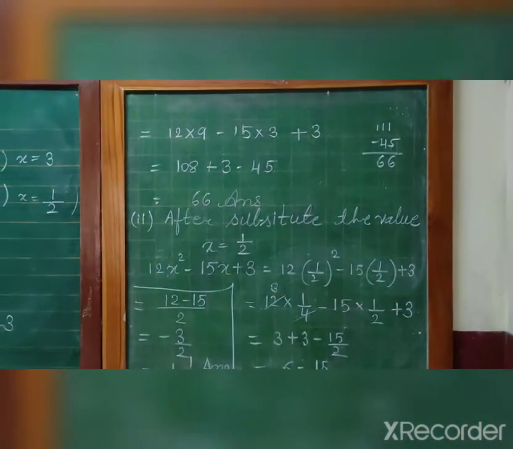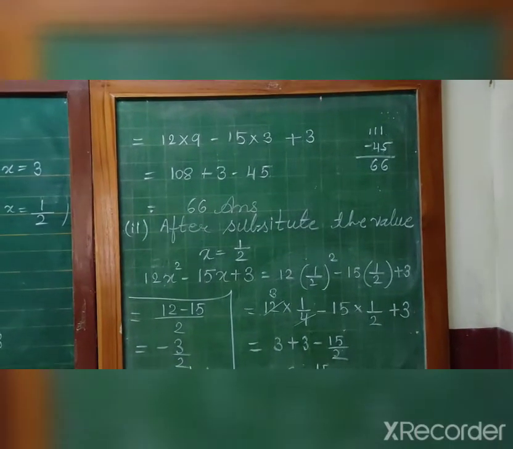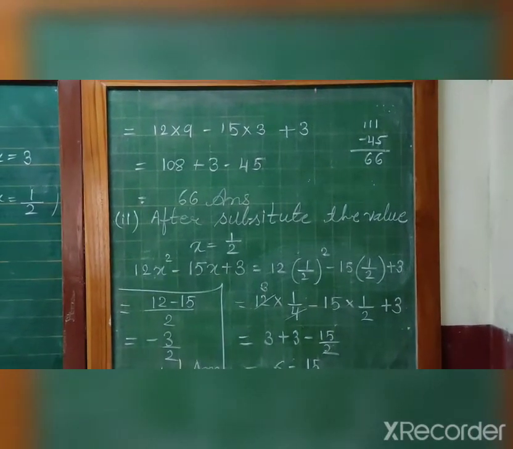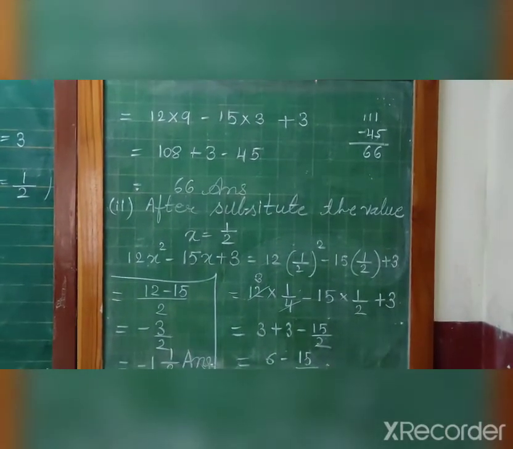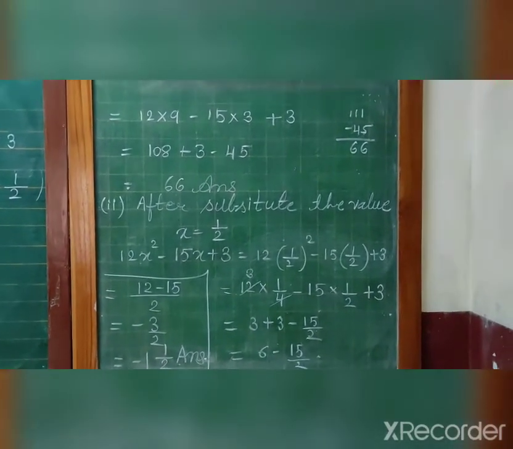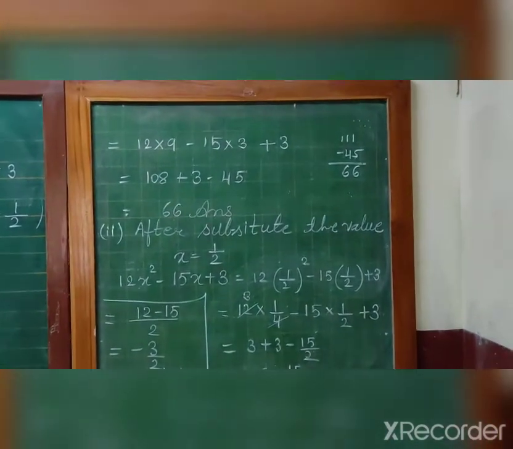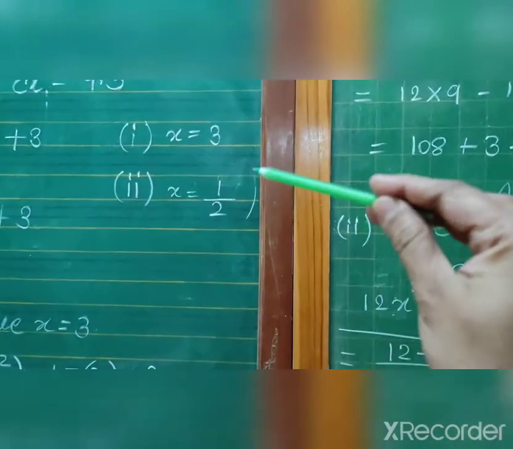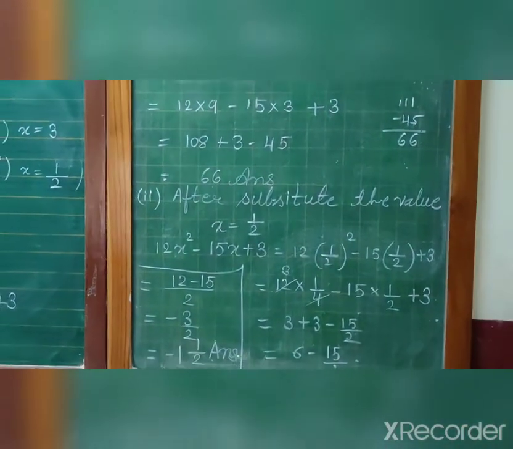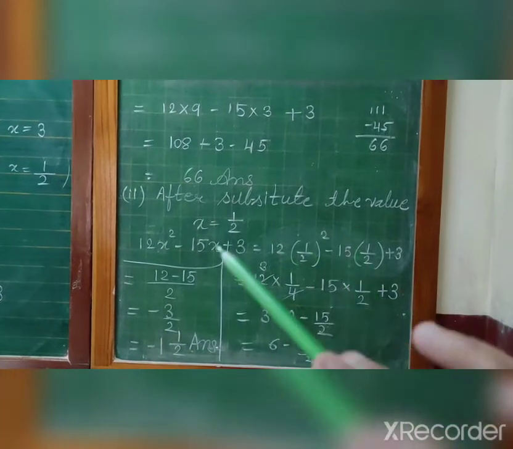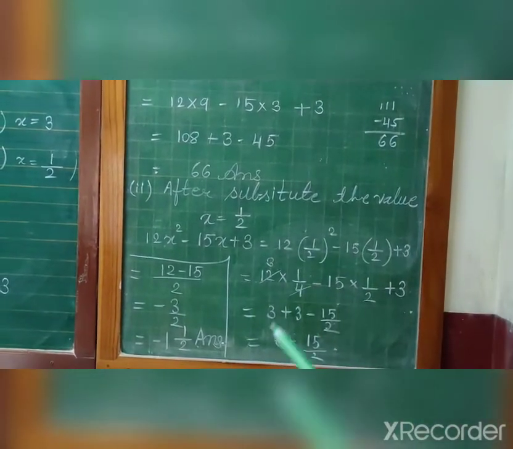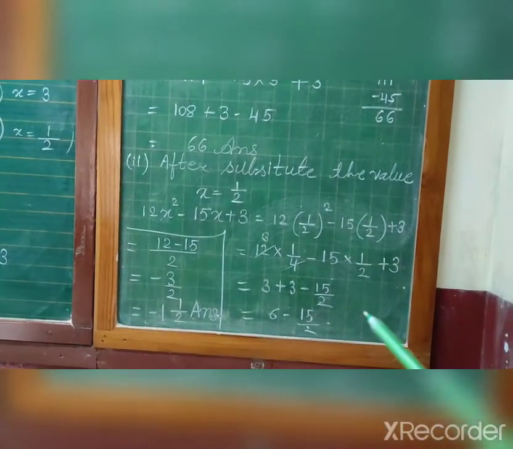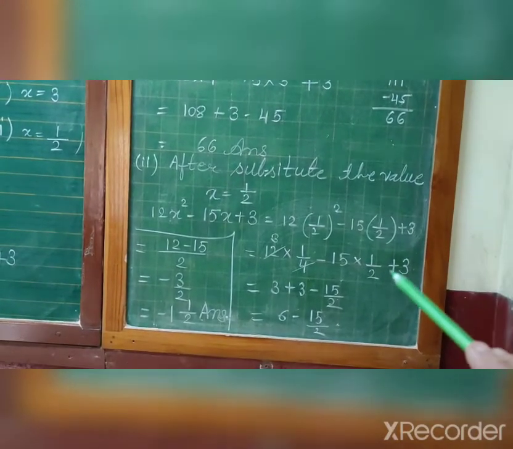Now after substituting the value x equal to 1 upon 2, you can write here: putting the value x equal to 1 upon 2 in the polynomial 12x square minus 15x plus 3 is equal to 12 into (1 upon 2) whole square minus 15 into 1 upon 2 plus 3, because this time the value of x is 1 upon 2. 1 upon 2 whole square is 1 ones are 1 and 2 twos are 4, minus 15 into 1 upon 2 plus 3.